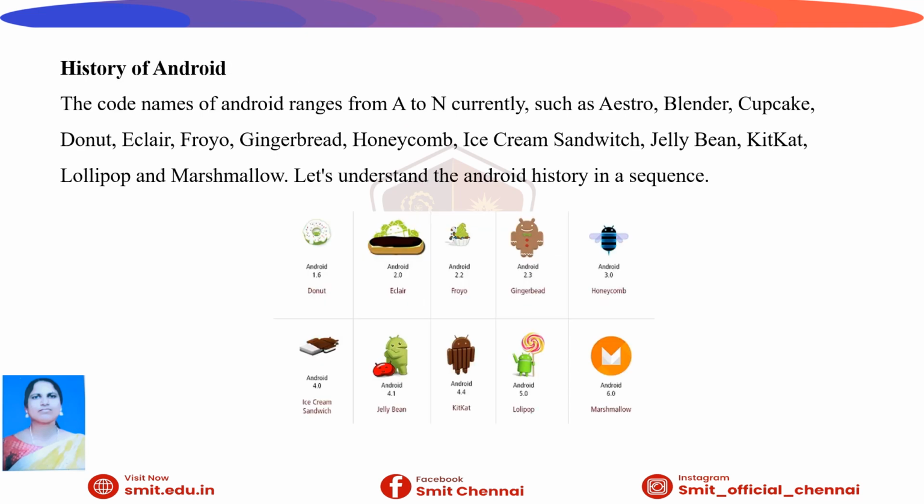And here is the history of Android. The code names range from A to N currently, such as Astro, Blender, Cupcake, Donut, Eclair, Froyo, Gingerbread, Honeycomb, Ice Cream Sandwich, Jelly Bean, Kit Kat, Lollipop, and Marshmallow. Let's understand that Android history is in sequence, so that is what I listed here as an image.